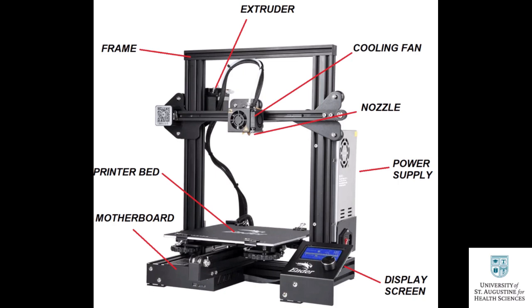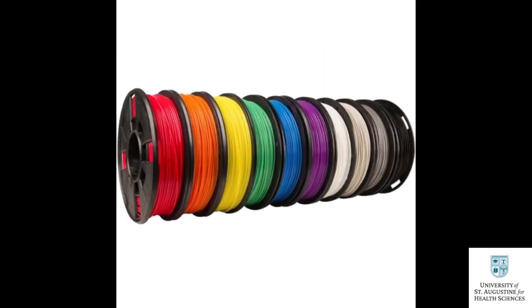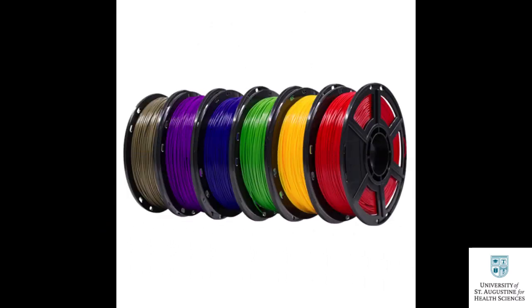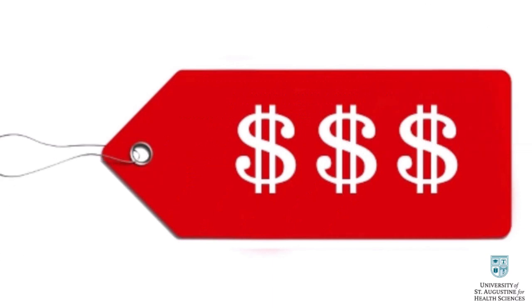The most common printing filaments that are compatible with FDM printers are polylactic acid filaments, also known as PLA filaments, and acrylonitrile butadiene styrene filaments, also known as ABS filaments. The price of FDM 3D printers is between $200 and $15,000. Now, let's discuss the characteristics of FDM 3D printers.